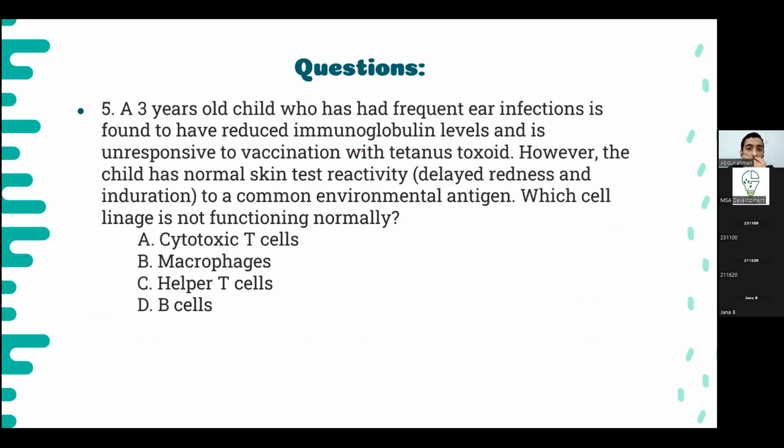B cell formation is just the B cell receptor, and I have no clue what the bursa of Fabricius is, so it's D. Okay, question 5. A 3-year-old child who has frequent ear infections is found to have reduced immunoglobulin levels and is unresponsive to vaccinations with tetanus toxoid. However, the child has normal skin test reactivity to a common environmental antigen. Which cell lineage is not functioning normally?